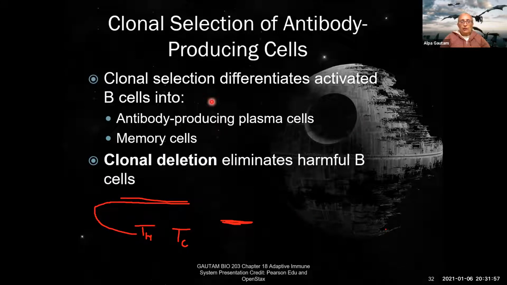So this differentiation of those B cells goes through a process called clonal selection. So clonal selection is the selection of the proper type of B cell. So that B cell goes through divisions, and if the proper type of antibody is not produced, then those B cells that don't have the proper antibody go through a clonal deletion. So it eliminates harmful B cells. But clonal selection is selection of the B cells that have formed from that division of the proper antibody producing B cell.